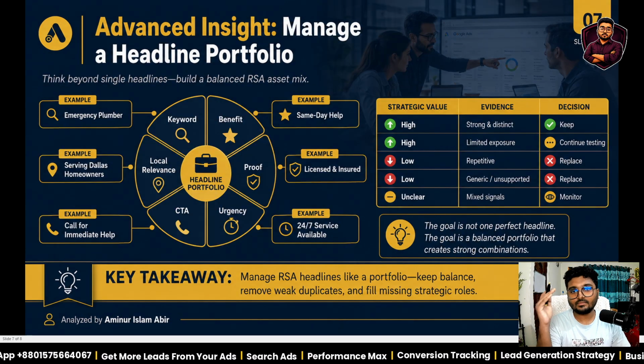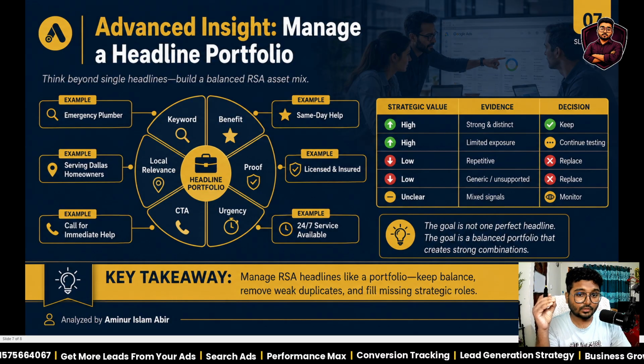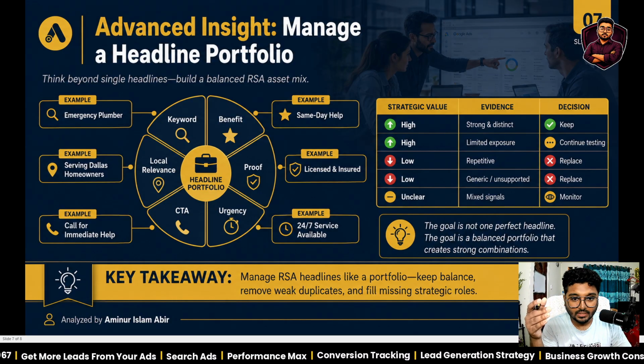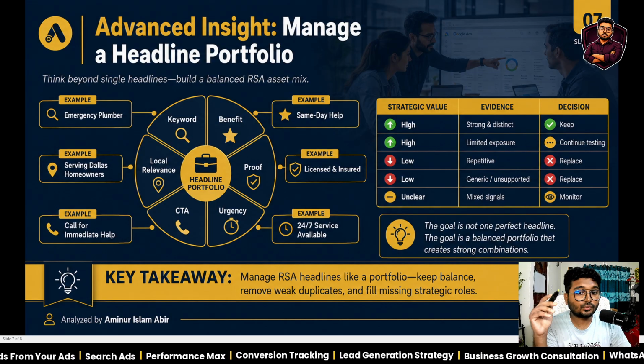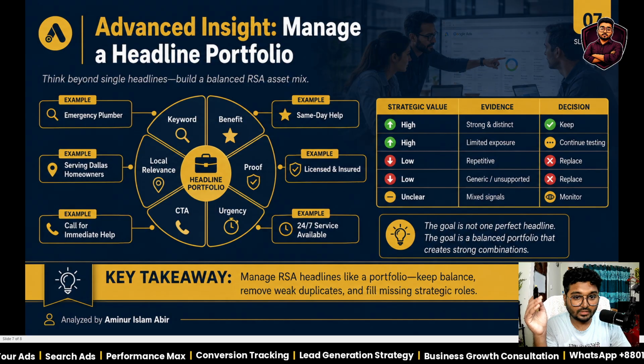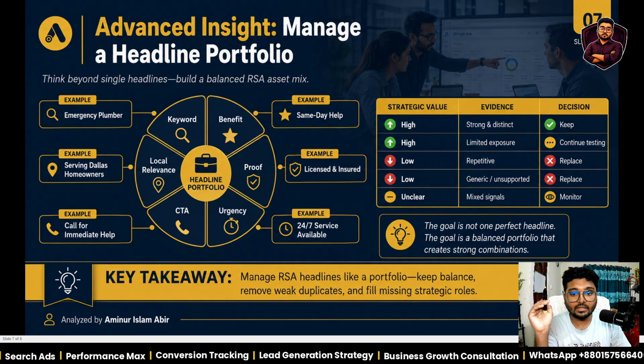So this is my slide 7. Here I describe how to manage a balanced headline group. A strong responsive search ad should contain different types of headlines. It should not depend on one message only. Let's build a headline group for emergency plumbing.